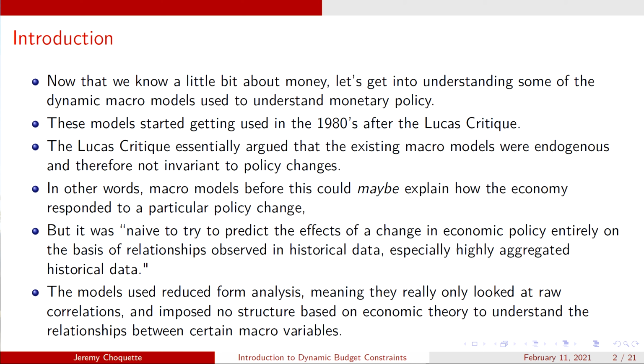The models used reduced form analysis, which means they really only looked at raw correlations, and they didn't impose any structure based on any sort of economic theory to try to understand the relationships between certain macro variables, because output and price are going to be related to each other, right? And there's the supply and demand, right? If you change one, there's probably going to be at least a little bit of a response to another. We want to know what these things are.